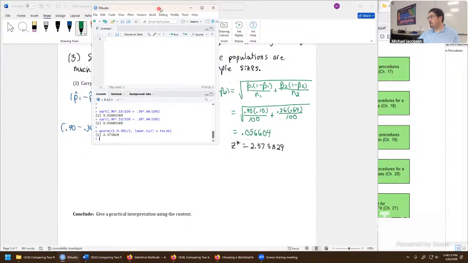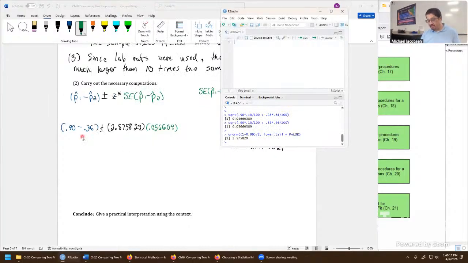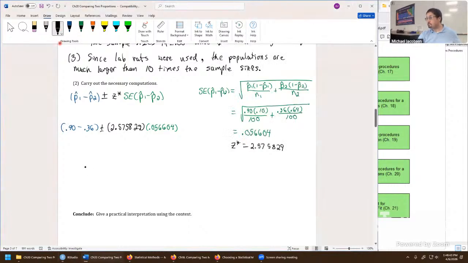So I'll park this over here. For the lower bound, go 0.90 minus 0.36 minus 2.575829 times 0.056604. Definitely double check the digits, make sure everything's in there right. Here's our lower bound. I'll round this to 4 decimal places at this point. 0.3942 is less than, and in the middle, we're not putting p hat 1 minus p hat 2. We're putting in the difference of population parameters, p1 minus p2.